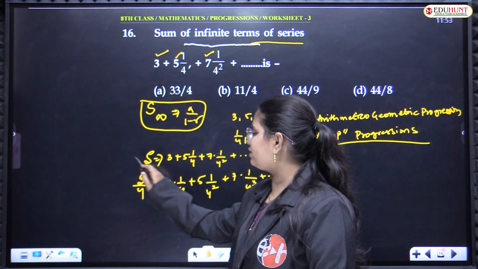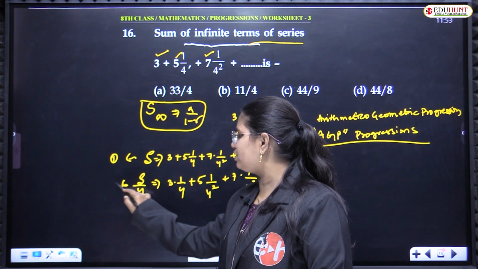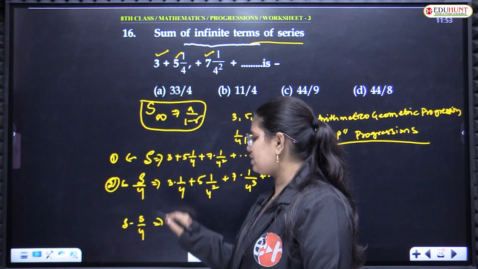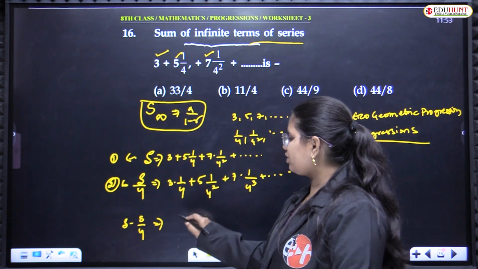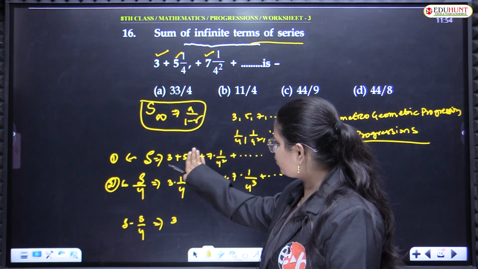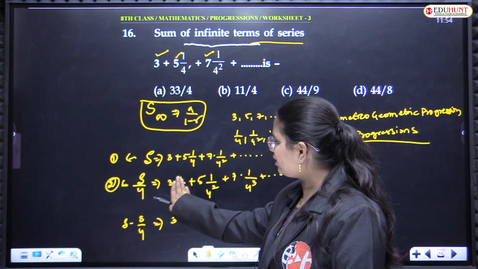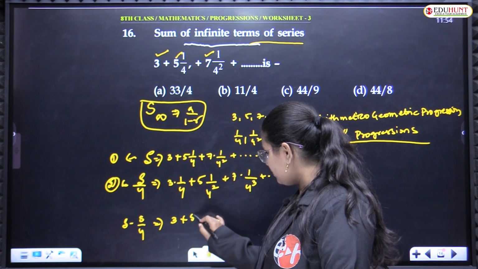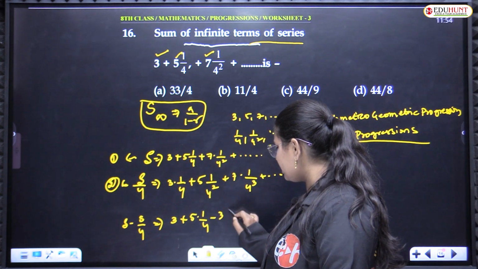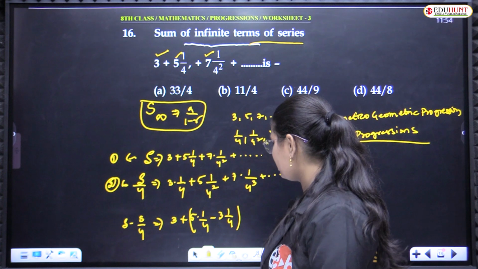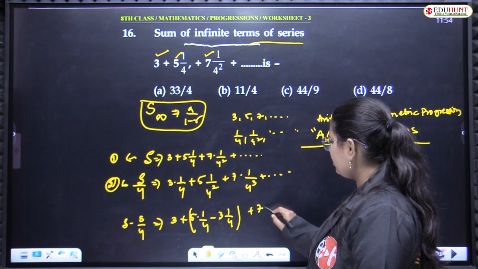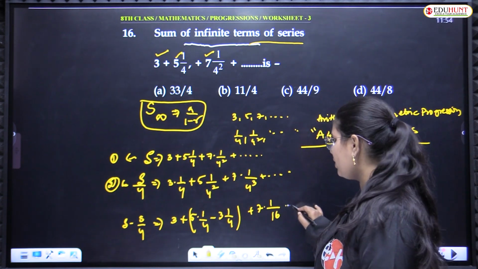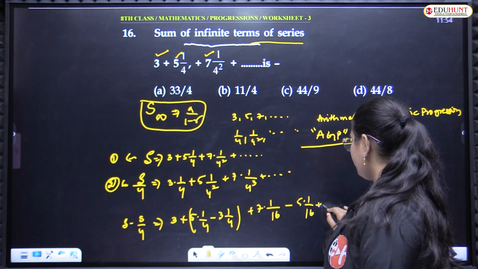Let this be the first equation and this the second equation. Subtract: S minus S by 4. What are we going to get? 3 as it is. Next, plus 5 into 1 by 4 minus 3 into 1 by 4. These are like terms, so I am writing them like this. Next, 7 into 1 by 4 square, which is 1 by 16, minus 5 into 1 by 16, plus so on.